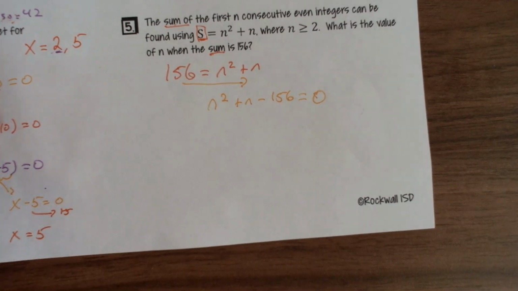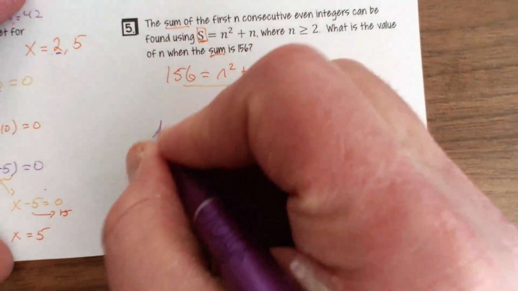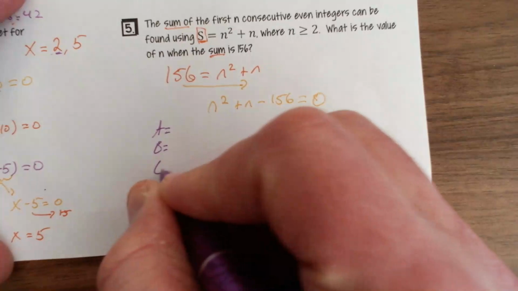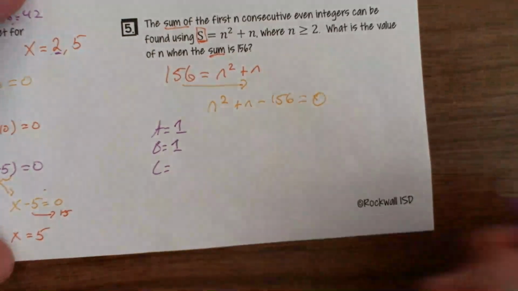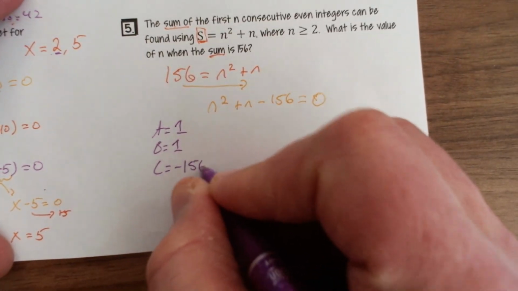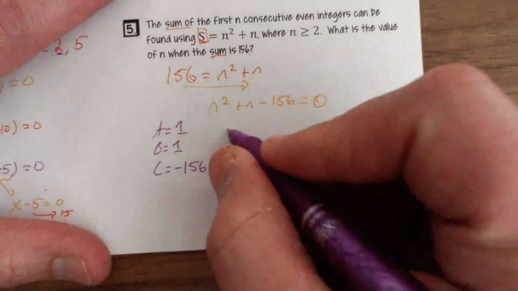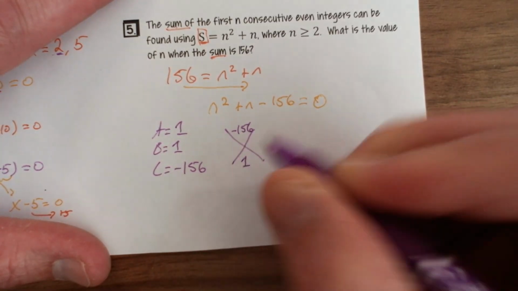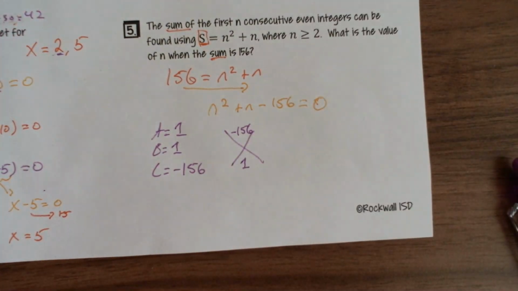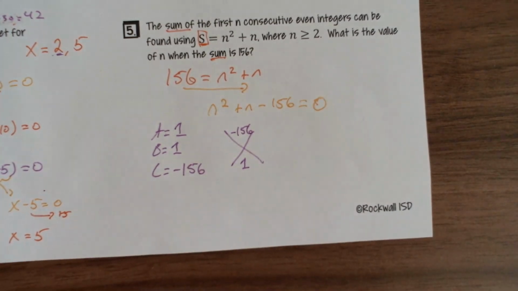So let's get our A, B, and C values going. My A value is 1. My B value is also 1. And my C value is negative 156. I do my X. Negative 156 on top, 1 on bottom. I need two numbers that when they are multiplied together give you 156. Okay? Now, I don't know that off the top of my head, but here's the other thing. They can only be separated by 1.